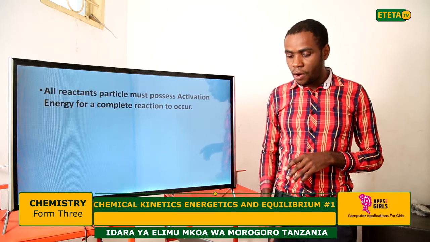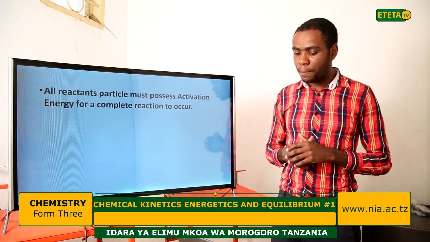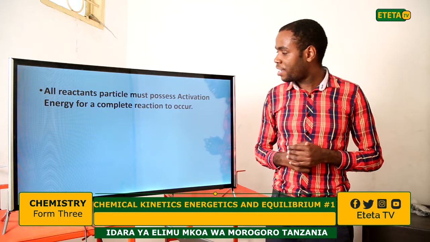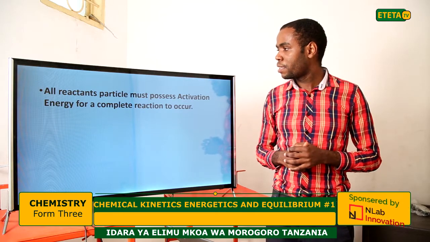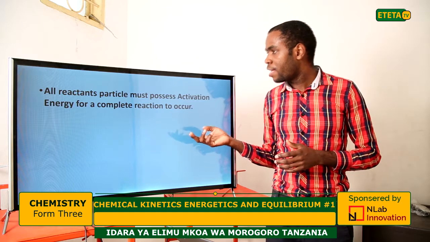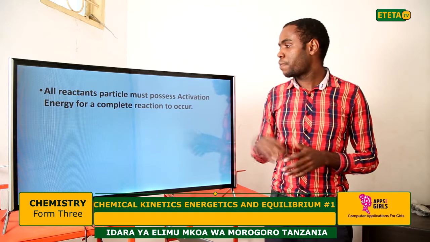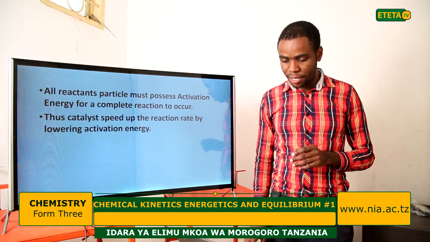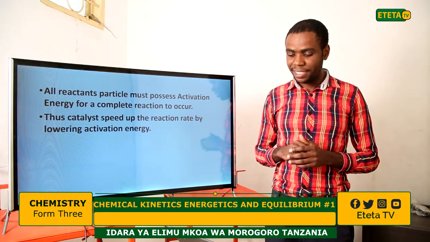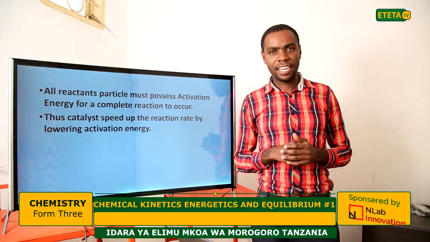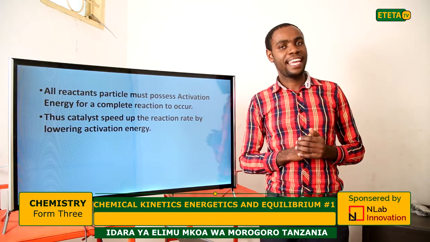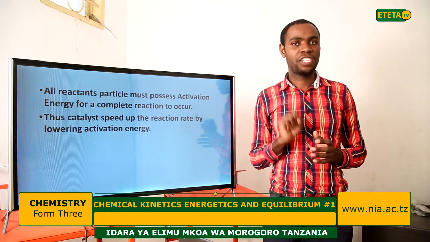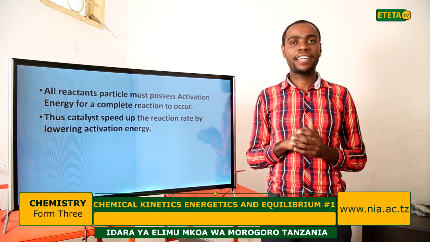Now, all reactant particles must possess activation energy for the reaction to occur. In order for the reaction to occur, all reactant particles must possess this activation energy or this energy barrier. Thus, the catalyst speeds up the rate of chemical reaction by lowering activation energy. So the function of this catalyst is to lower the activation energy, to lower the energy barrier.